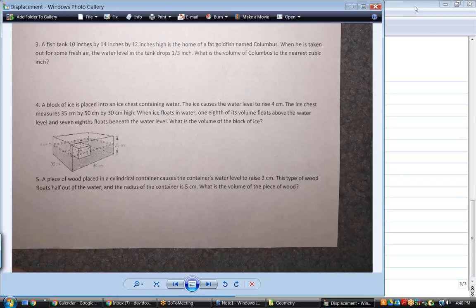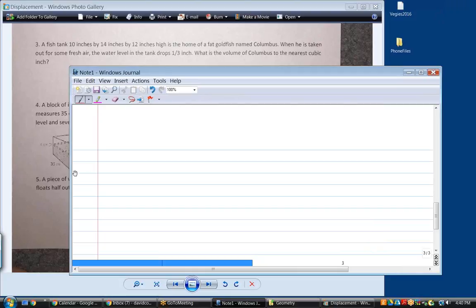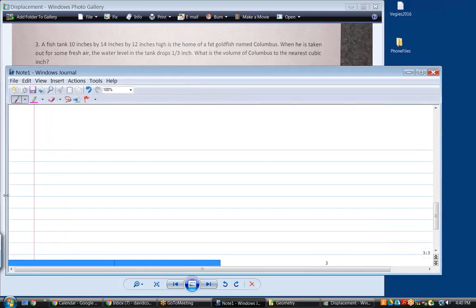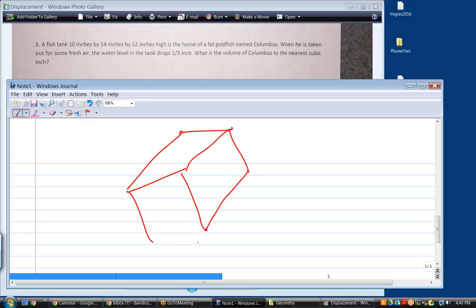Another fish tank, only this time they kind of try to fool you a little bit by giving you a dimension that is not needed. Here's our fish tank. It's 10 inches by 14 inches by 12 inches high. So that's 10, that's 14, and that's 12.